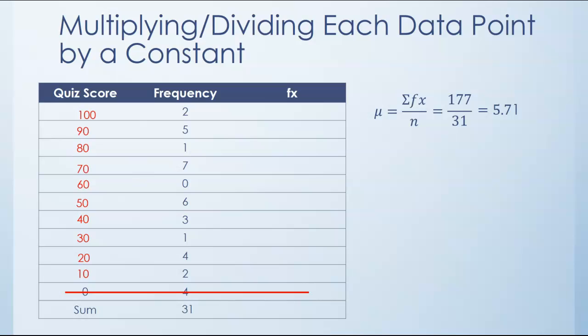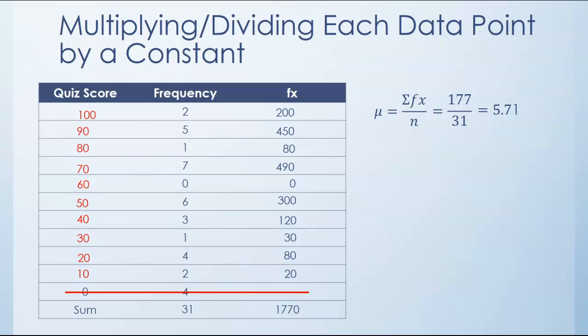Again, we need to make sure we multiply the quiz score times the frequency to get our last column there. So if we do 100 times 2, we get 200. And as we go down and do that multiplication, we get 450, 80, 490, 0, 300, 120, 30, 80, and 20. And again, we're going to take that last column and we're going to add that together to help get our mean.